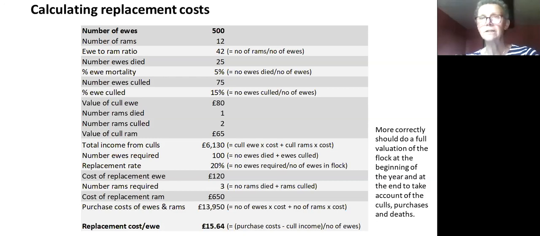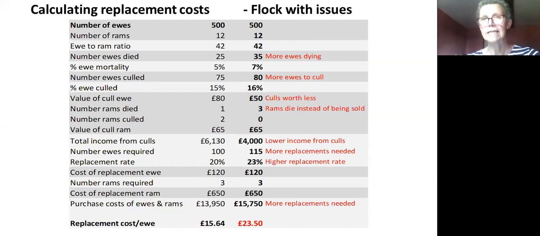So if we now look at another flock, the flock on the right-hand column here, this is a flock with more problems than the first flock. We've got the same size of flock, the same number of rams, but we've got more ewes dying. So we've got 35 rather than 25. We're having to cull more ewes. So we are culling 80. So we're ending up with 16% of the ewes as culled.